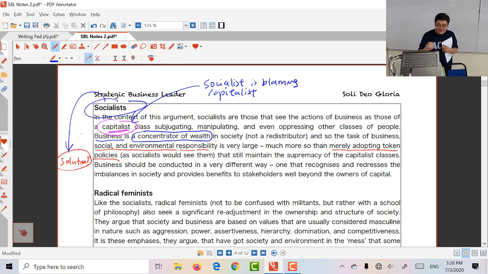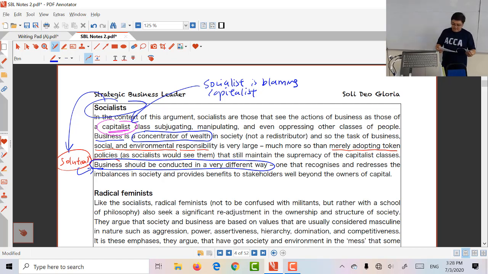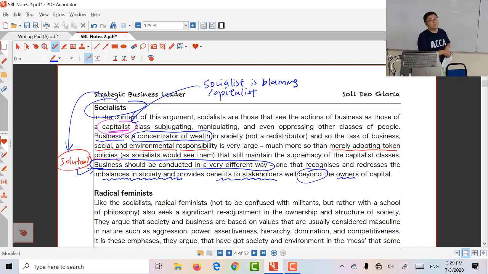So the socialist solution, they say, is to change the way you do business, so that you can address the imbalance in society and you can benefit the stakeholders beyond the owner. So at the end of the day, don't just look at the owner.